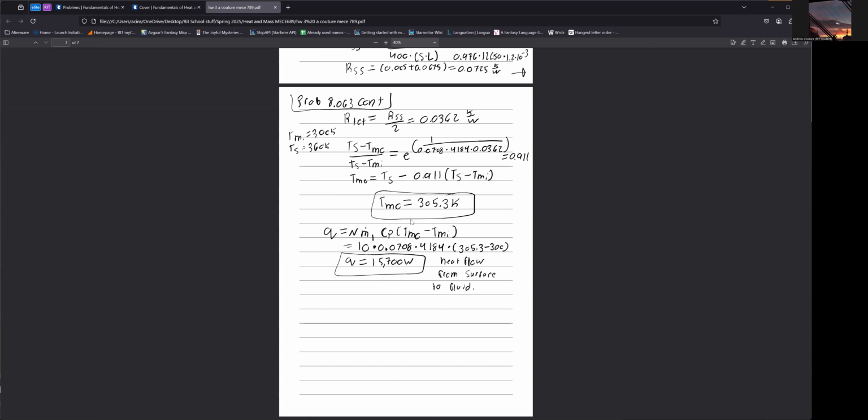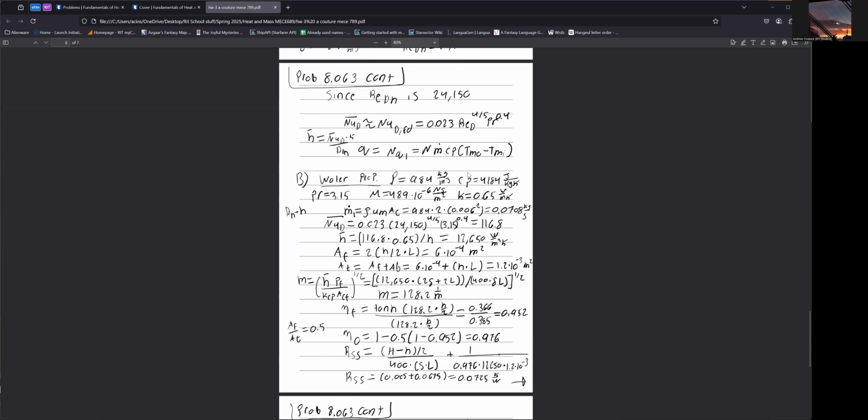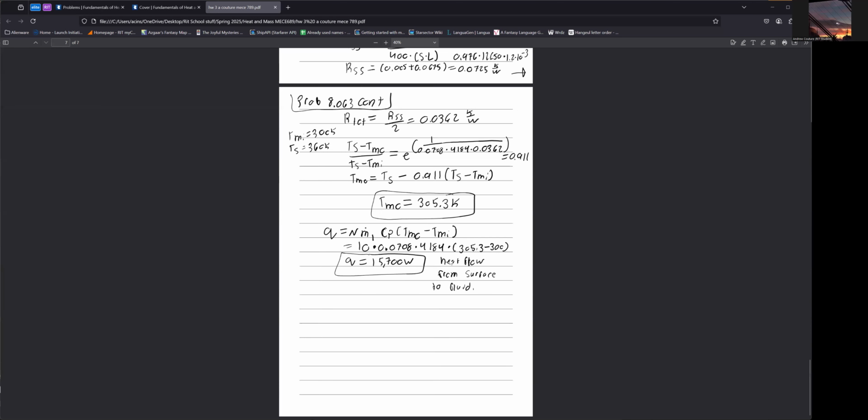Using that TMO to get the energy put into the fluid itself, remember that we have 10 fins, so we're doing this for 10 of the separate cases. We have 10 times the mass flow 0.0708 times 4184, which is the CP of the water up here, times 305.3 minus 300. So this gives us a Q of 15,700 watts, which is heat flow from surface into the fluid.